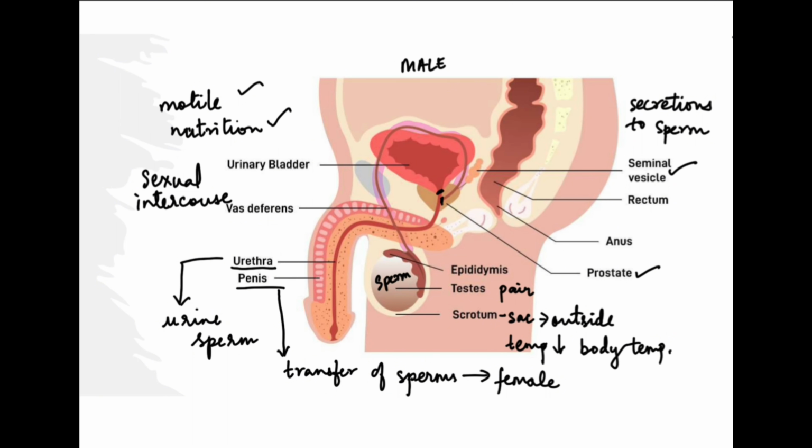Finally, we have the penis, which is a muscular organ that is involved in sexual intercourse, that is, the process of the insertion of penis into the female vagina. This helps in the transfer of sperms from the male body inside the female reproductive system.